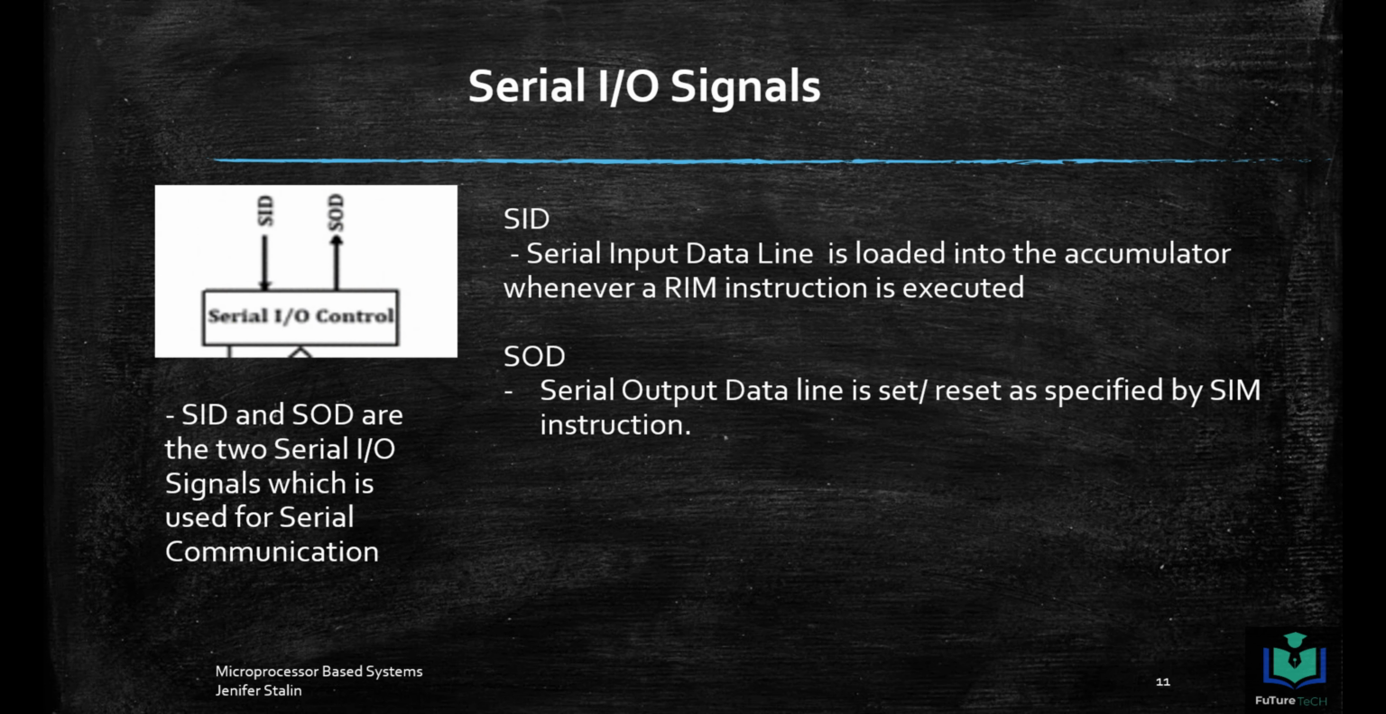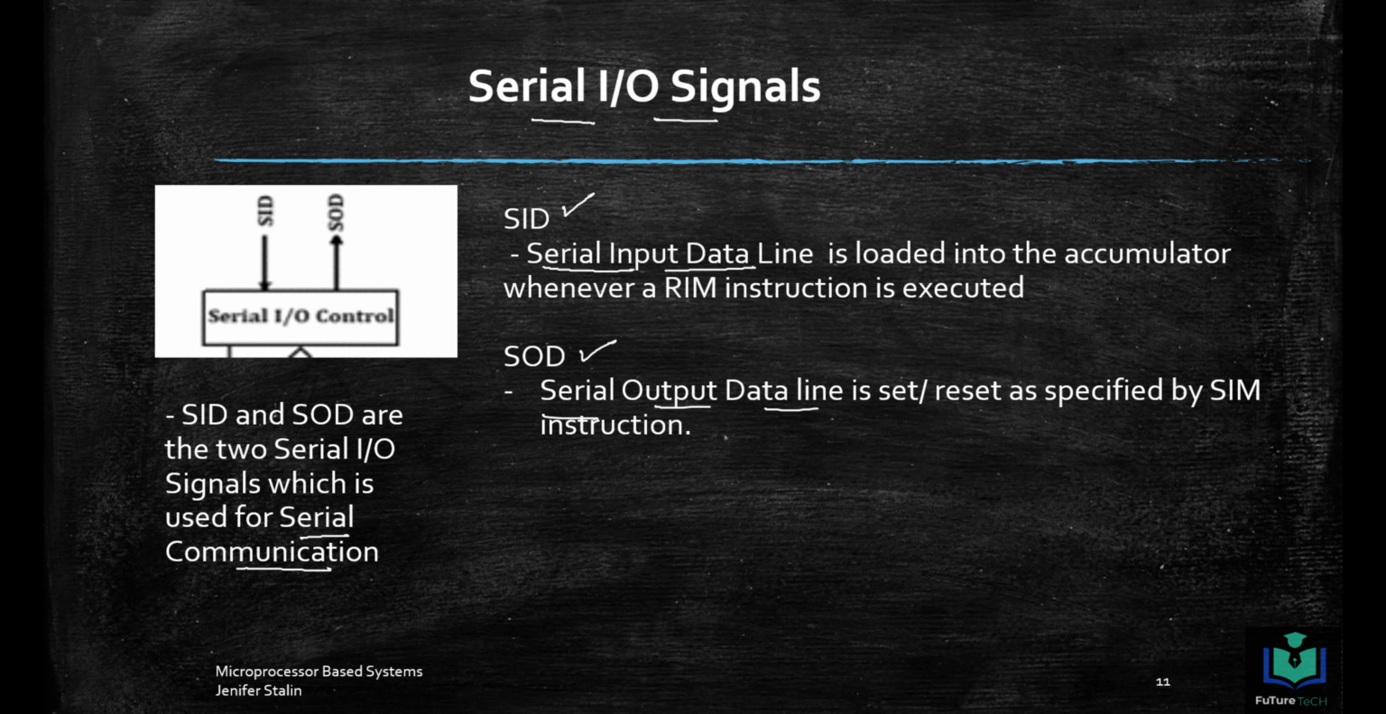The next is about serial I/O signals. There are two serial I/O signals used for serial communications. They are SID and SOD. SID stands for serial input data line, and SOD stands for serial output data line.